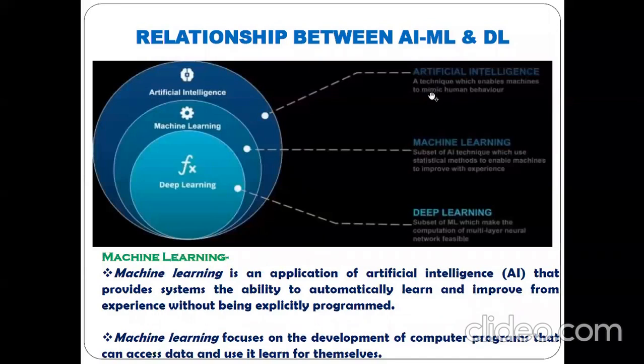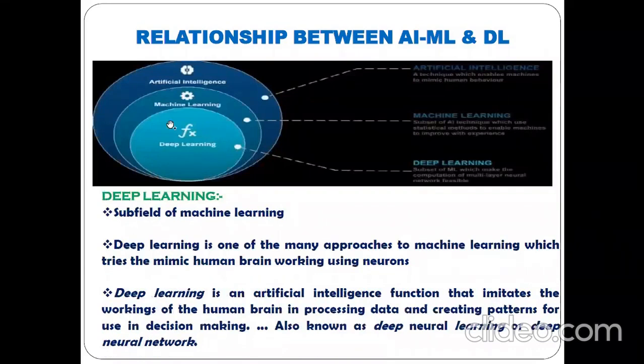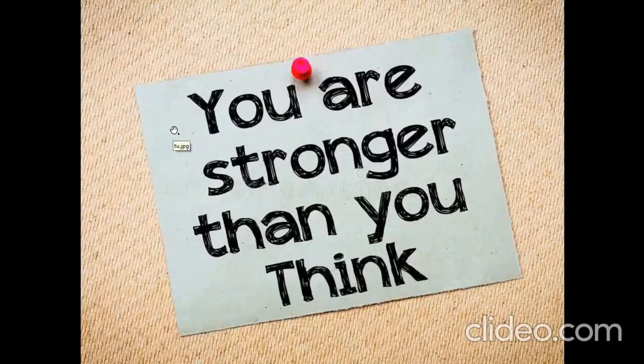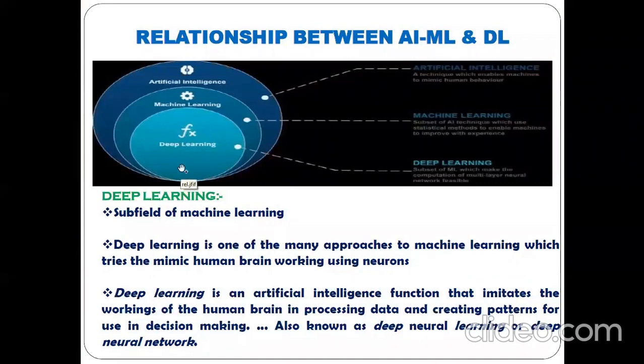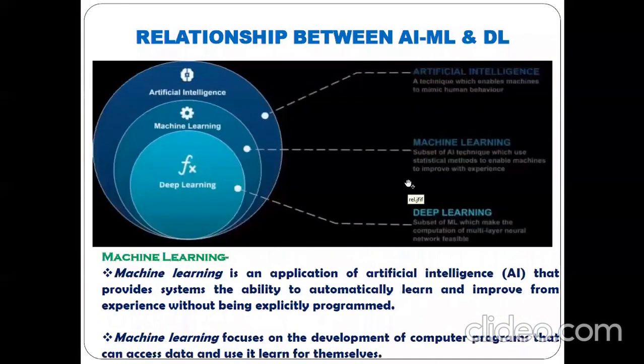Can you see this diagram? I have written below also: a technique which enables the machine to mimic human behavior. Mimic means copying human behavior. That is nothing but artificial intelligence. But to carry out this functionality, there is a need for two important technologies. One is machine learning, and another is deep learning.